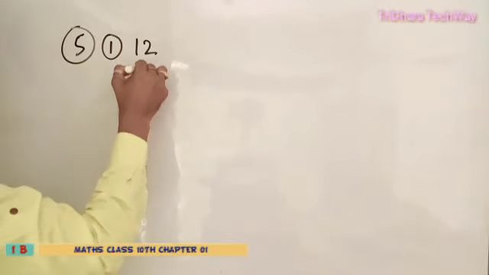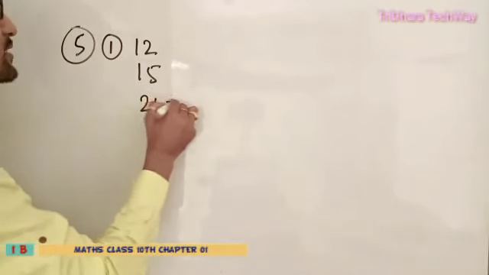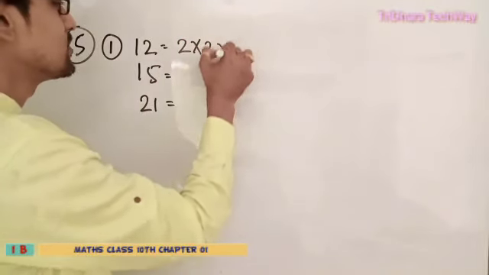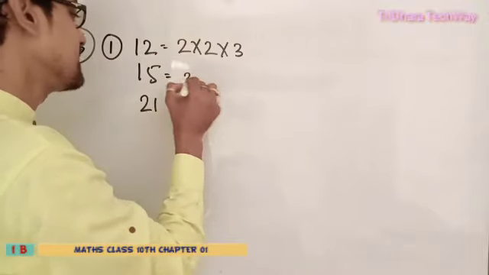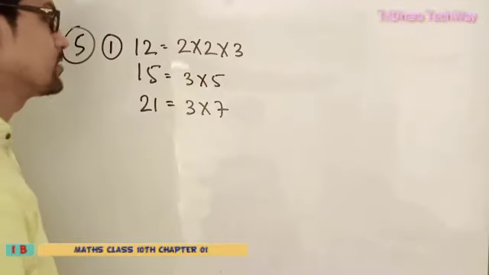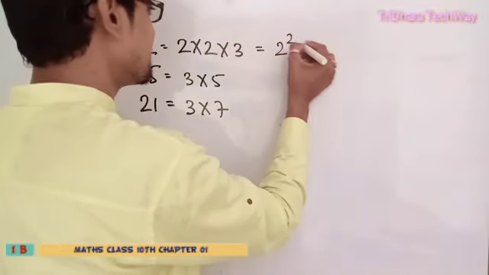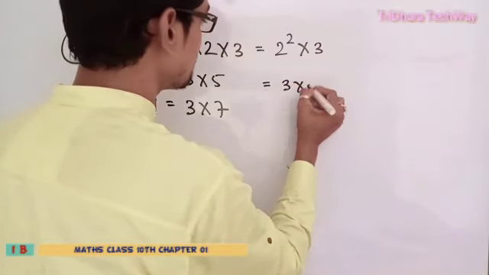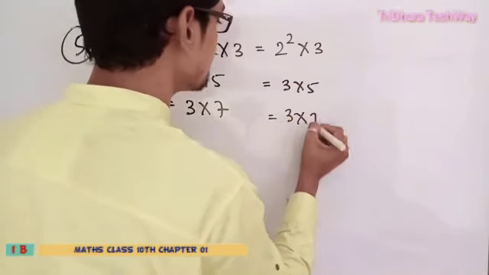Okay, question number 5 is saying, using prime factorization find HCF and LCM of the given numbers. The first one is 12, 15, 21. Now see, 2 into 2 is 4, into 3 is 12. 3 into 5 is 15, 3 into 7 is 21. So 2 power 2 into 3, 3 into 5, 3 into 7.